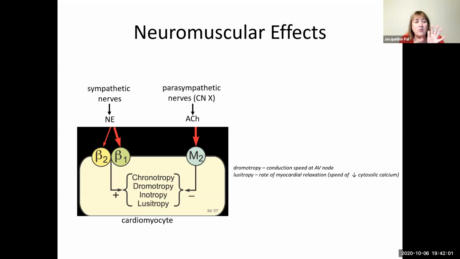And so generally, sympathetic gives us positive effects for all 4 of these tropies, and the parasympathetic effects would be negative. However, realize we cannot have a parasympathetic effect take us below baseline when it comes to inotropy.